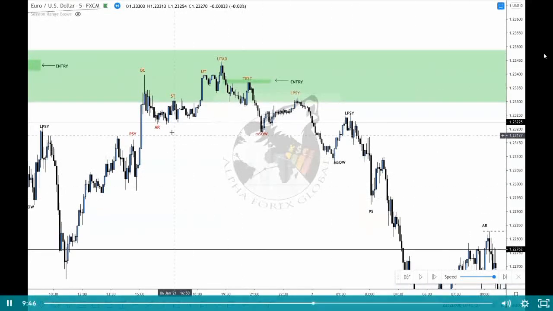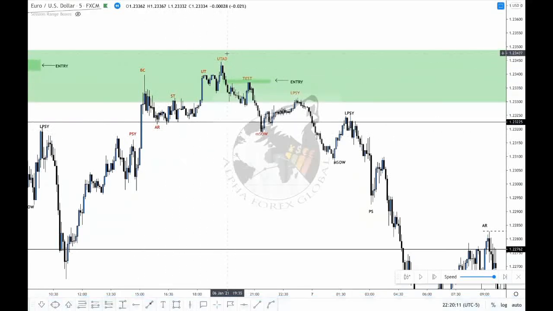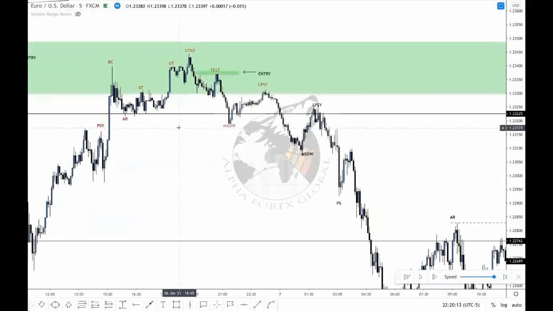And so look at this schematic. It's not perfect, but you can identify them, and it did all that it was supposed to do, right? Then you have the test, which would be your entry here, right? Because we broke structure right here. We broke structure here.